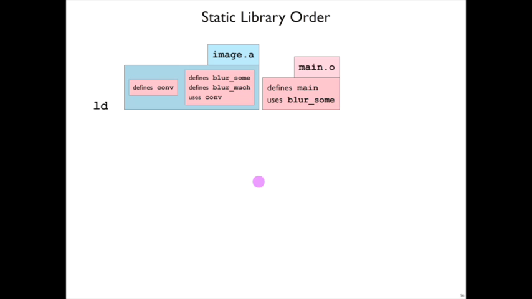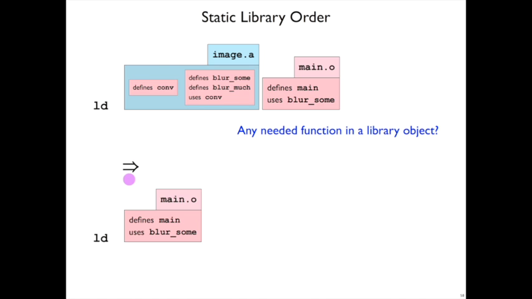In particular, if you put the library before main.o, then it's not going to do anything. At this point, the linker doesn't have any uses that it's looking for, and so none of these objects provide uses that it needs. So when it asks this question, do we need any of these objects? Nope. So then it forgets about the library and then continues on. And so at this point, we will end up with a no definition of blur sum.